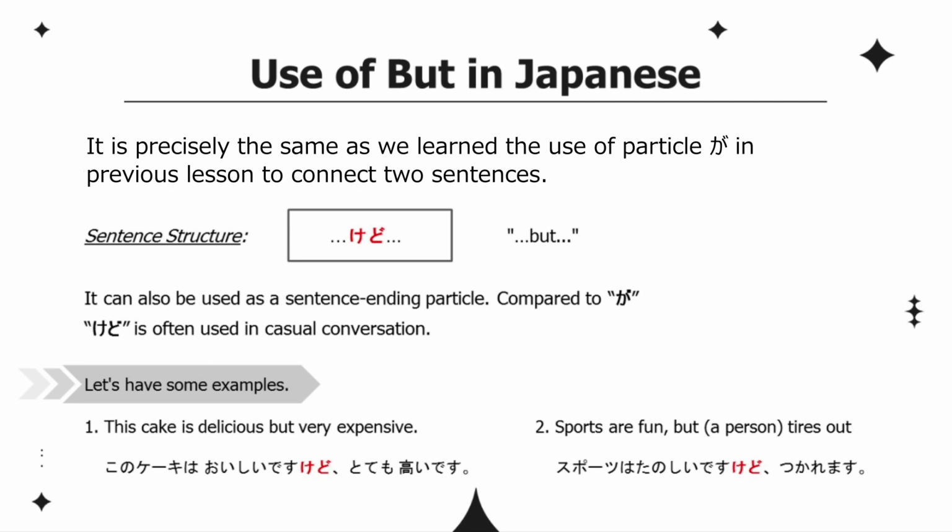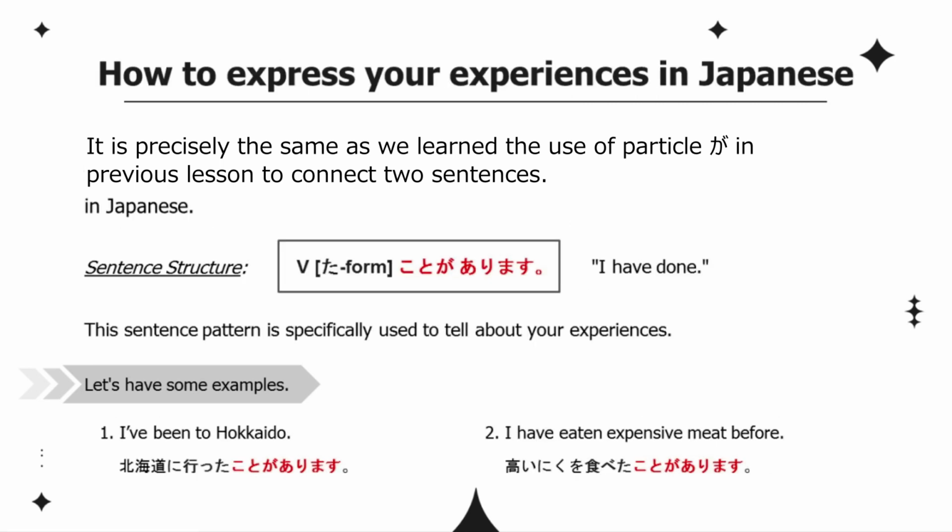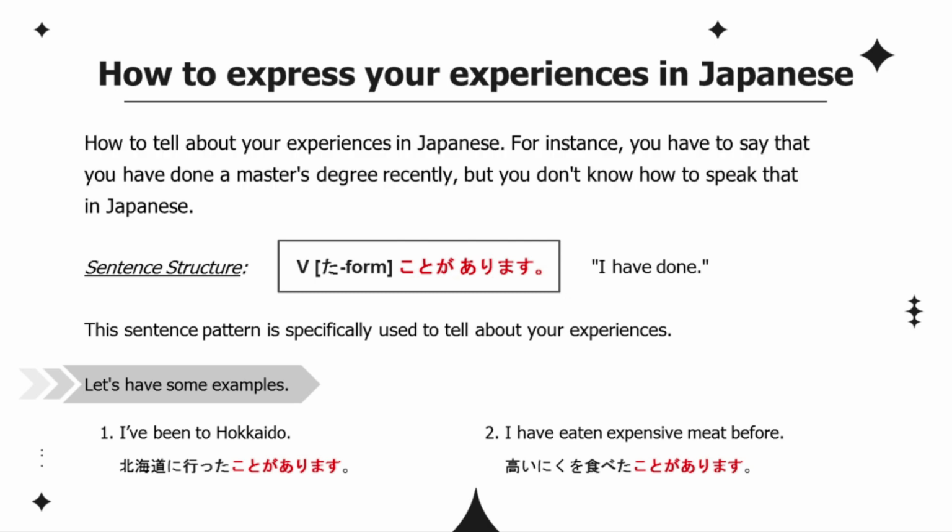Sports are fun, but a person tires out. スポーツは楽しいですけど、疲れます。4. How to express your experiences in Japanese. Now, we are about to explore how to tell your experiences in Japanese. For instance, you have to say that you have done a master's degree recently, but you don't know how to speak that in Japanese. Pay attention to what I'm about to tell you.